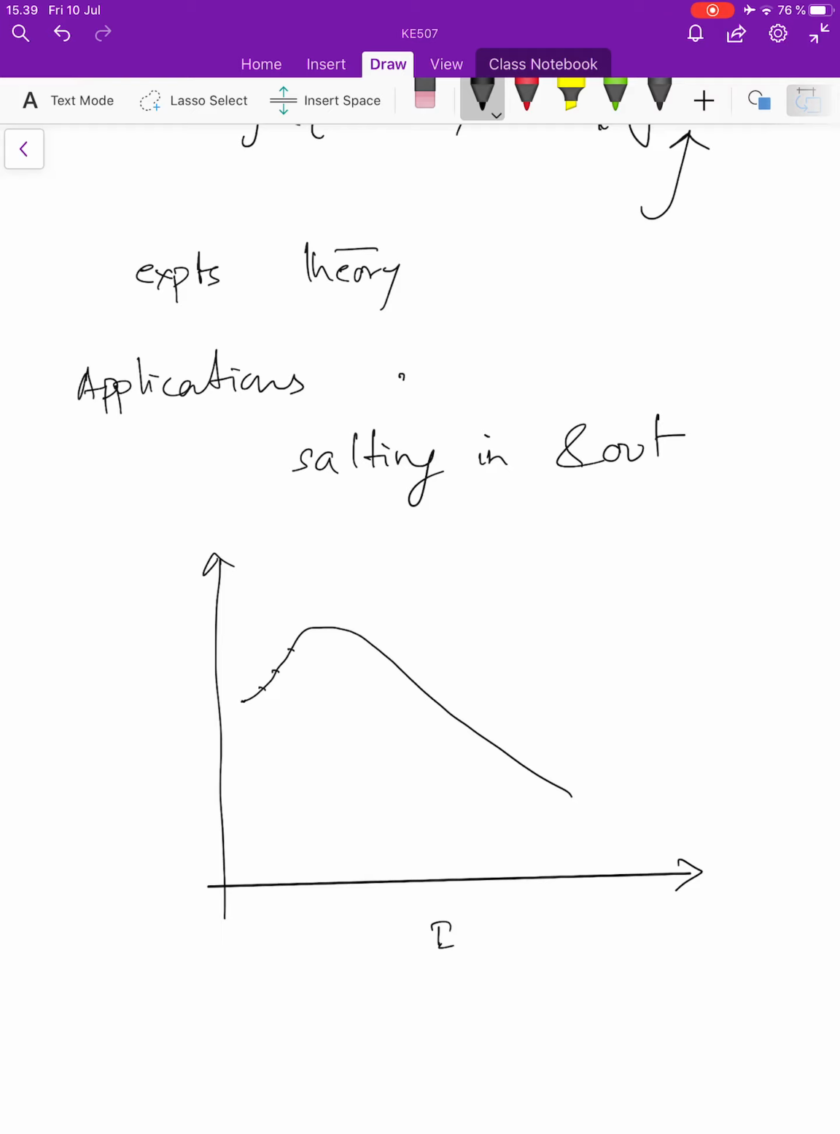So at low ionic strengths, the solubility increases, but as you increase the ionic strength, the solubility decreases, which means you can precipitate a protein out of a solution by adding an electrolyte. This is called salting out. So this was a short introduction to the Debye-Huckel theory.